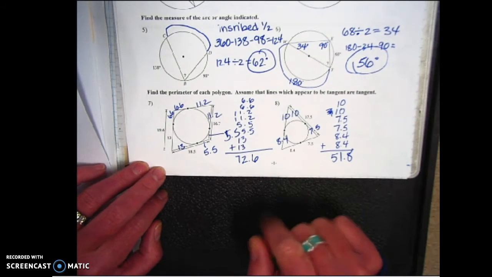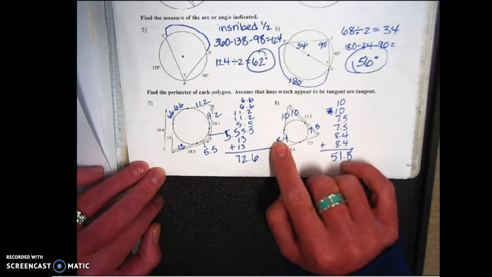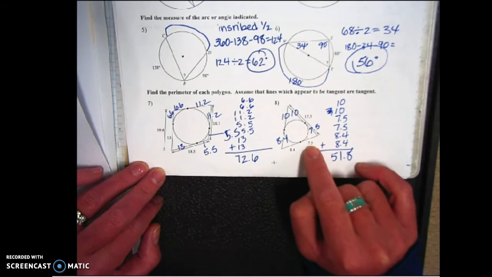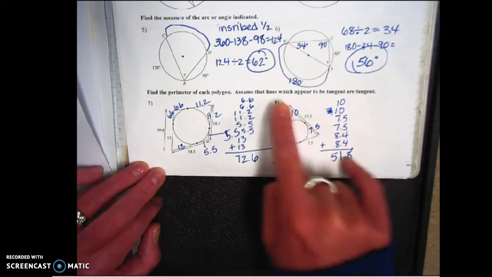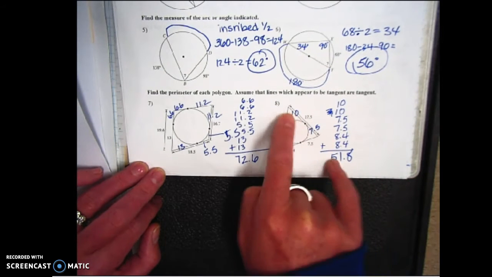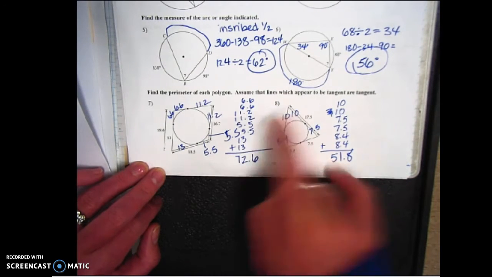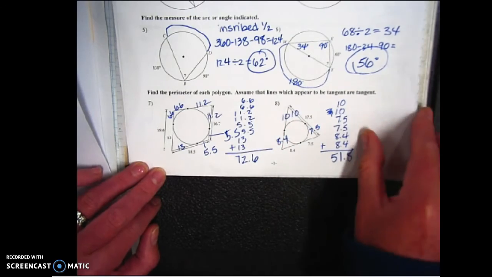72.6. Same thing here. This is 8.4, this is 8.4. This is 7.5, this is 7.5. The whole length is 17.5, that's 10. So that's 10. So add up all 6 pieces, you'll get 51.8.